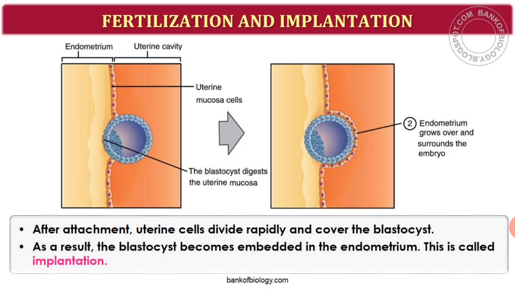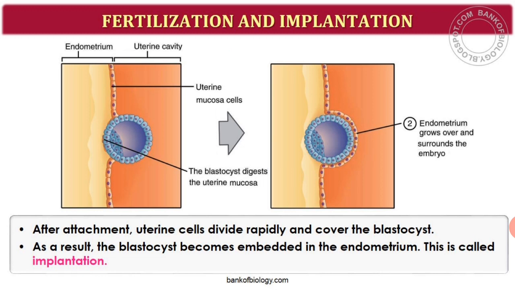Once the blastocyst is attached to the endometrium wall, the uterine cells will divide rapidly and cover the blastocyst. In the diagram, the first part shows it simply attached, and in the next part the endometrium grows over and surrounds the embryo. So first comes attachment, and then the blastocyst becomes embedded in the endometrium, which is called implantation. Once this happens, it is the confirmation of pregnancy.